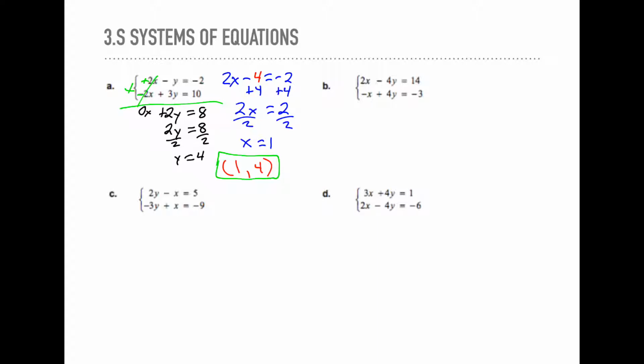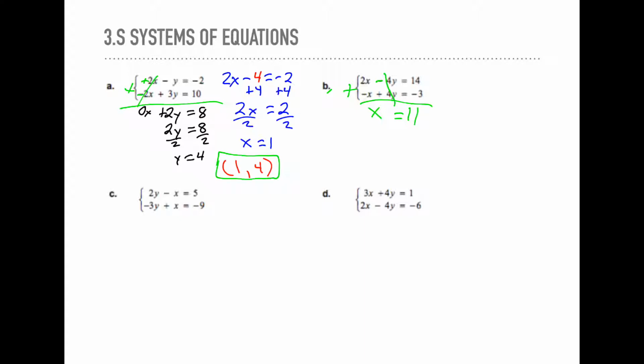All right, question B, which one would be best to eliminate here? Are we going to eliminate the x's or are we going to eliminate the y's? And you can see that if we just add these, then the negative 4y and the positive 4y are going to eliminate. So 2x plus a negative x is just going to give me x. And 14 plus a negative 3 is going to give me 11. And there we go. We already know what x is.